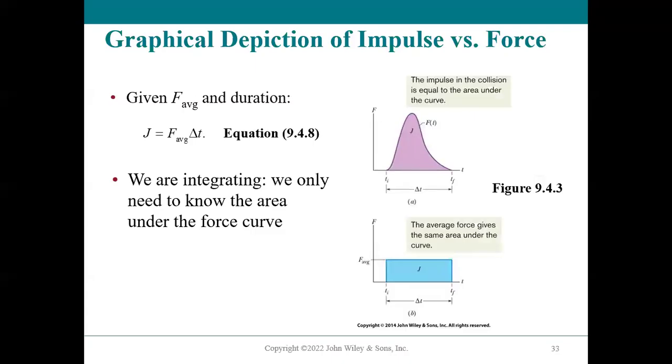Okay, so this is a graphical depiction of impulse versus force. Given the average force and duration, J is force times delta T. We are integrating, so we only need to know the area under the force curve. If we want to measure the impulse in the collision, it is equal to the area under the curve. This means the impulse is equal to the integral of F dt.